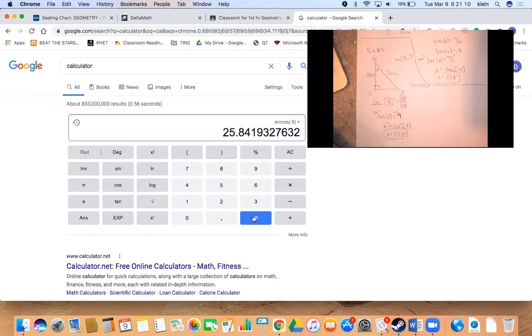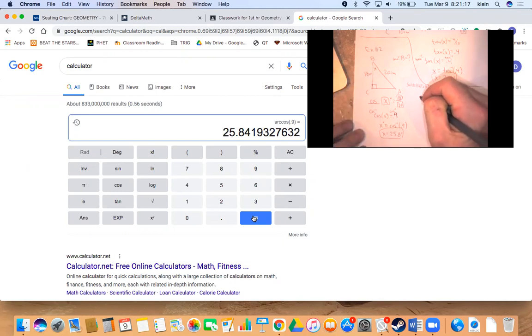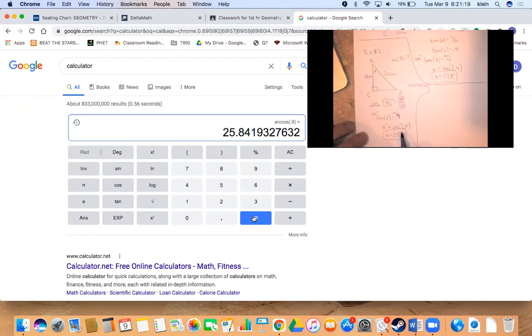So that's a way to do it. You could use your table also, but I think using a calculator is the way to go. If you use your table, you look in the cosine column for something really close to 0.9, and you could get to 26 degrees. You wouldn't get this exact of an answer.